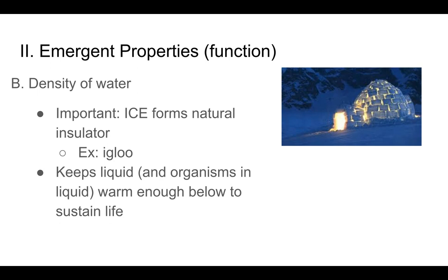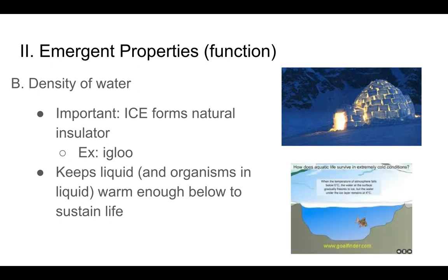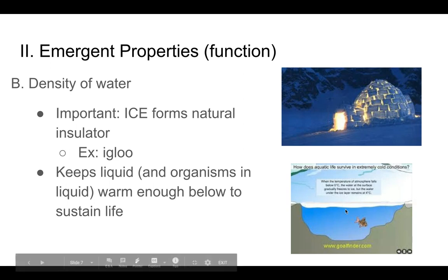Now, here's why this is important in nature. Ice forms on the surface of a body of water and it floats, so it stays on the surface. That creates a natural insulator on the surface of this pond in this example, which keeps all of this water underneath liquid, which is great for the organisms that are living in that liquid water.